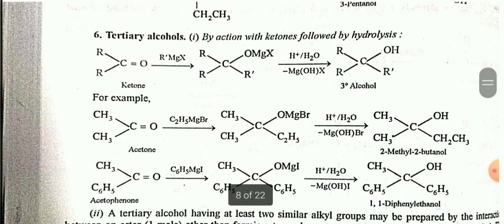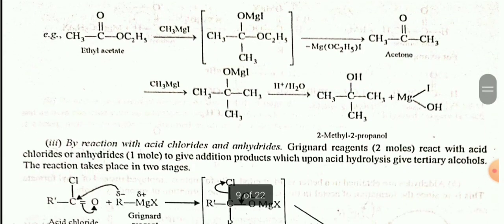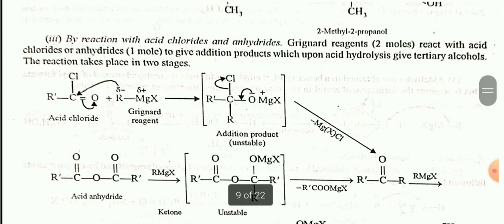Sixth, tertiary alcohols. First, by action with ketones followed by hydrolysis. Second, a tertiary alcohol having at least 2 similar alkyl groups may be prepared by the interaction between an ester other than formic ester and an excess of Grignard reagent. The reaction proceeds in 2 steps. Third, by reaction with acid chlorides and anhydrides. Grignard reagent reacts with acid chlorides or anhydrides to give an addition product which upon acid hydrolysis gives tertiary alcohols. The reaction takes place in two stages.